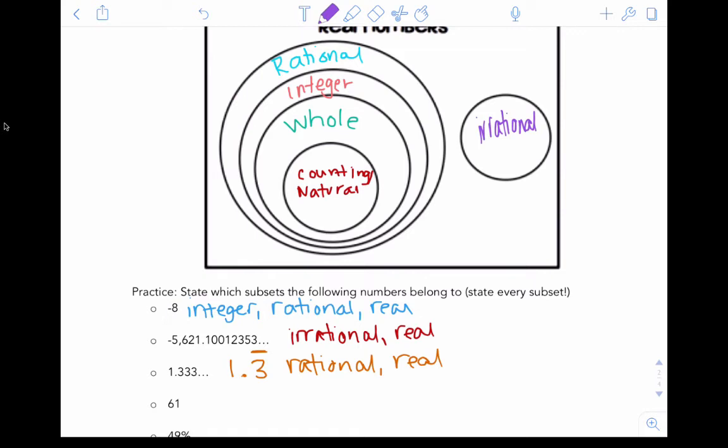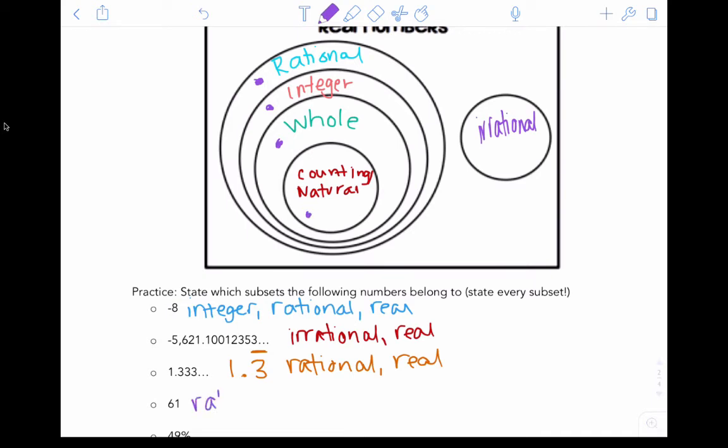So the next number I have is 61. So first I'm going to think to myself, is 61 rational or irrational? Well, it's rational because it's not a never-ending decimal. And so now I have to ask, is it an integer? Well, it's a positive whole number, which means that yes, it is an integer. And I just said that would make it a whole number. And it's a positive whole number, which means it is a counting natural number.